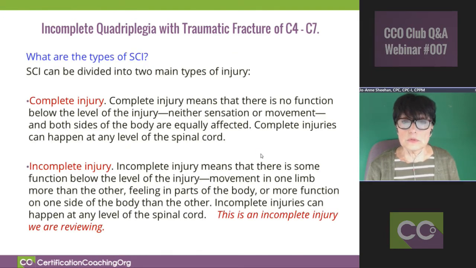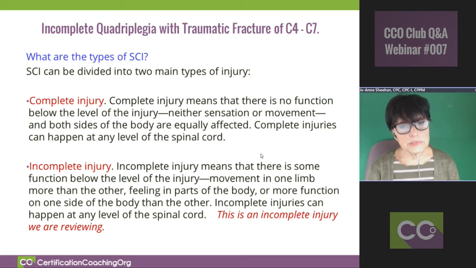So spinal cord injuries can be divided into two types, complete and incomplete. The complete injury means that there is no function below the level of the injury. There's neither sensation nor movement, and both sides of the body are equally affected. Complete injuries can happen at any level of the spinal cord. But we're talking about incomplete injury today.